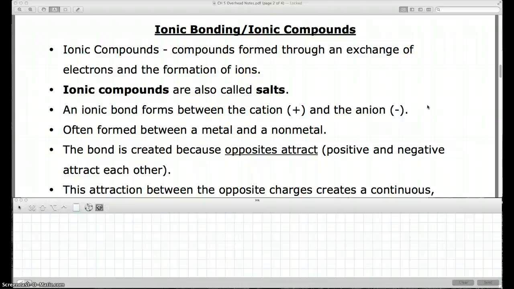And an ionic compound is a compound formed through an exchange of electrons in the formation of ions. You get a positive ion, you get a negative ion, and in chemistry, opposites attract. So the positive and the negative attract, and they form a bond. It's often between a metal and a nonmetal.